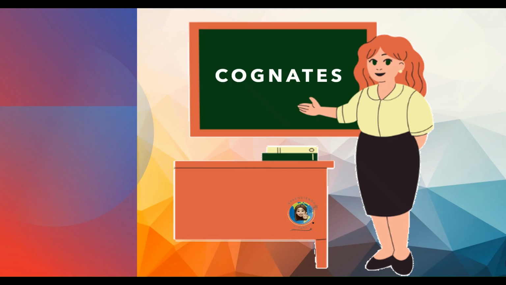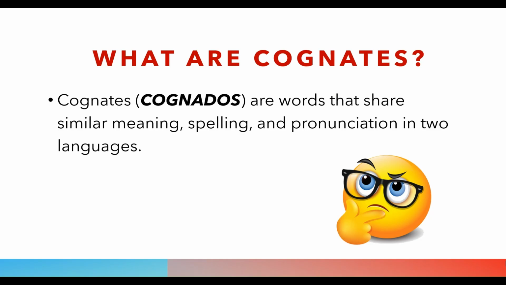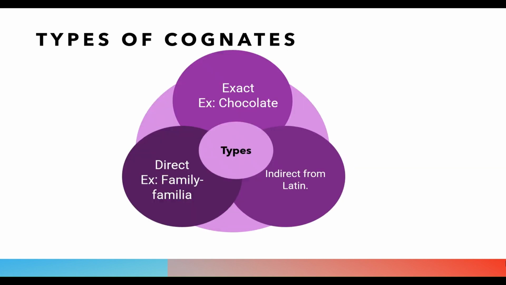Hi everyone, today's topic is called cognates. So what are cognates? Cognates are words that share similar meaning, spelling, and pronunciation in two languages. There are three types of cognates. The first one is exact, which means those words are written exactly the same, but just the pronunciation changes.